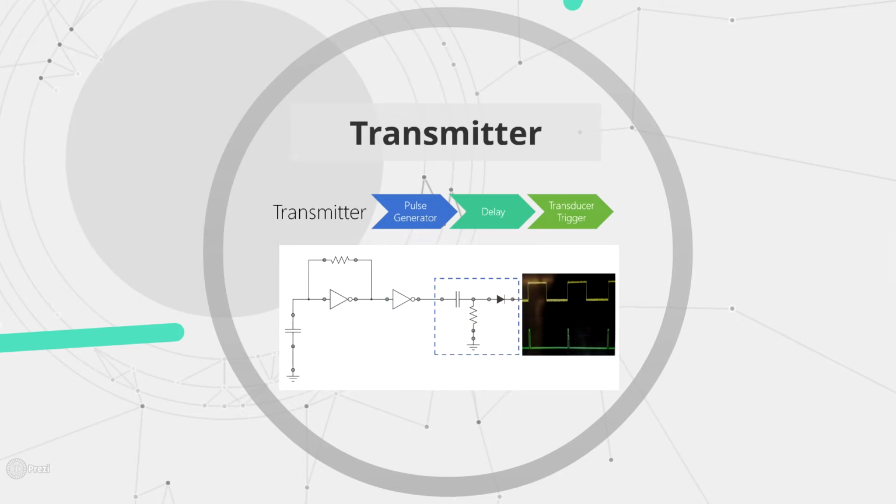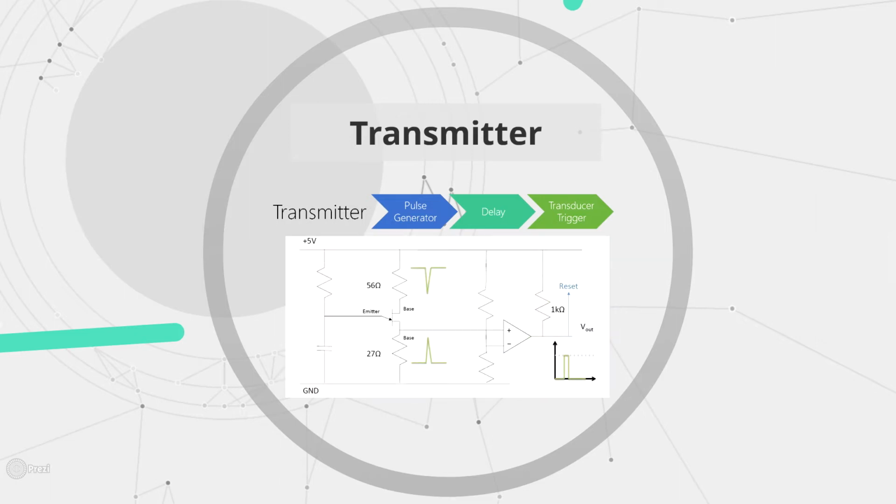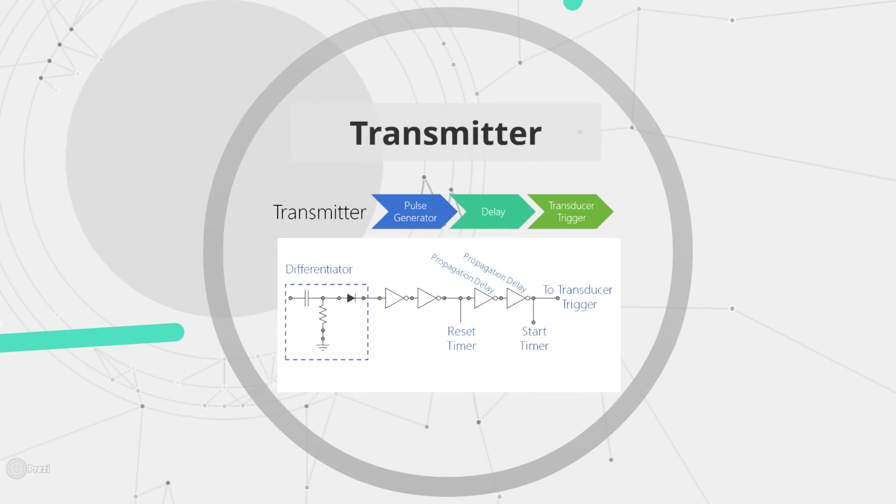The signal is differentiated to give narrow spikes. A diode is used to remove the negative voltage component. A transistor and op-amp could have been used to achieve the same result. At this point, the output is forked with the remaining signal delayed. This slightly later pulse is fed to the transducer trigger and starts the timer.